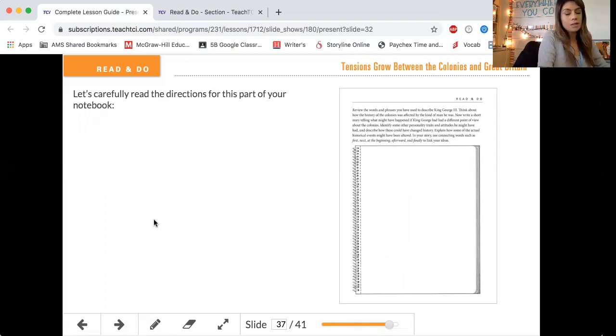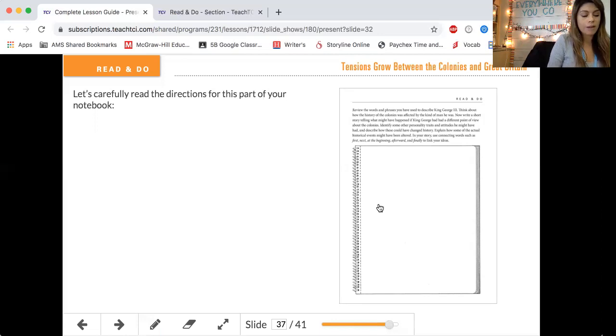All right, and we are going to look at page 65 in our interactive student notebook. It looks just like this. It has the little notebook picture on there. It says, review the words and phrases you have used to describe King George III. Think about how the history of the colonies was affected by the kind of man he was.